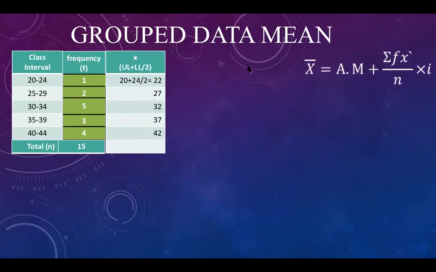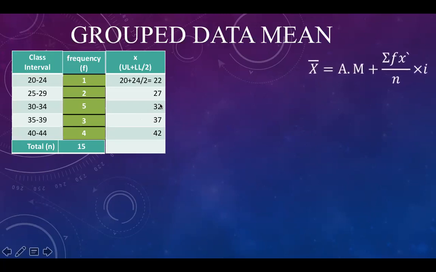To calculate the midpoint, like I have already told you how to calculate the midpoint, these are the midpoints of the class intervals. After calculating the midpoint, we have to take the assumed mean. You can take any midpoint as the assumed mean, but for convenience we take the assumed mean as the midpoint of the class interval which lies at the center of the series. If the series is odd, like 3, 5, 7, then we have no problem having the assumed mean at the center.